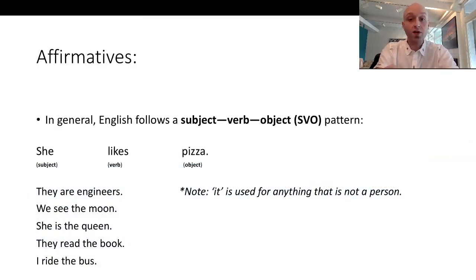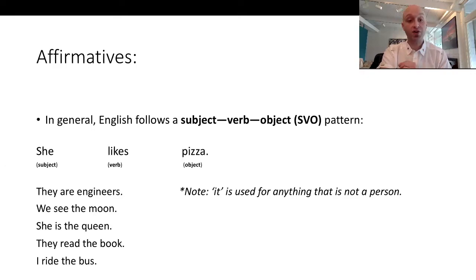In general, English follows a subject, verb, object pattern, which is different from a lot of other languages. And we rarely ever deviate from this pattern when we're making affirmative sentences. For example, she likes pizza. This is the most basic sentence, three words, one subject, one verb, one object. That's the pattern we're going for in general in English.